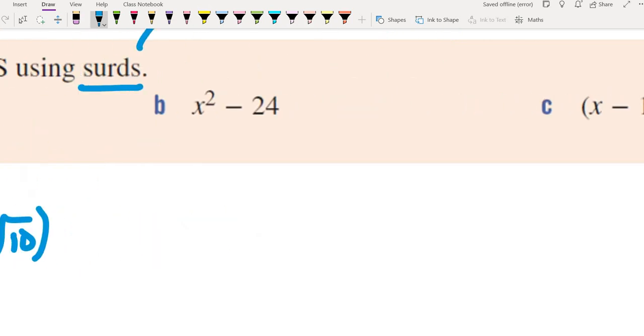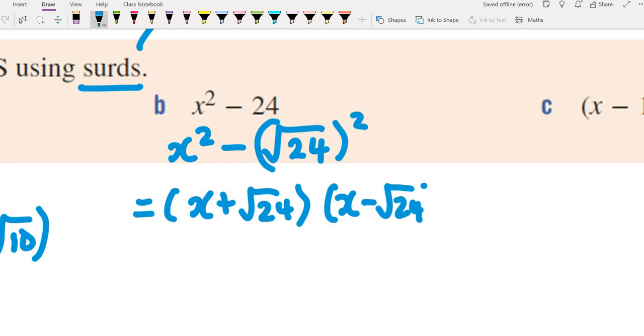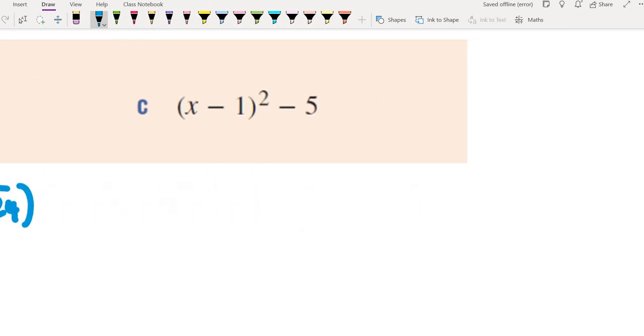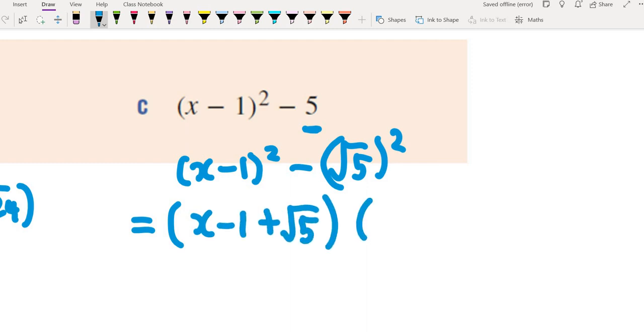So we can turn this into x plus square root of 10 and then x minus square root of 10. This next one as well, nothing squared will give you 24. So we will turn 24 into square root of 24 all squared, and then just use DOPS from there. So x plus square root of 24, x minus square root of 24. And this last one here as well, nothing squared will give you 5. So we'll turn this into square root of 5 all squared. And then we can just do x minus 1 plus square root of 5, x minus 1 minus square root of 5.